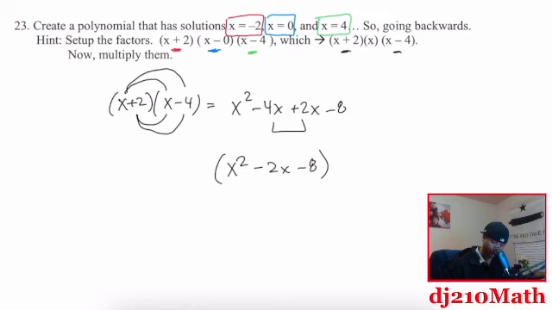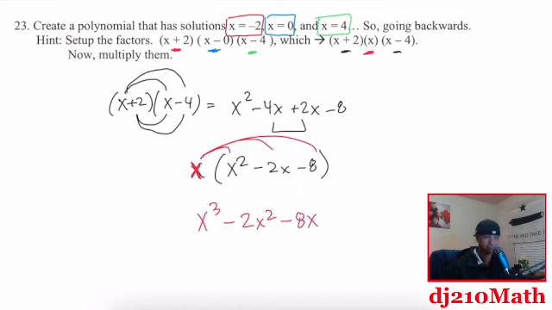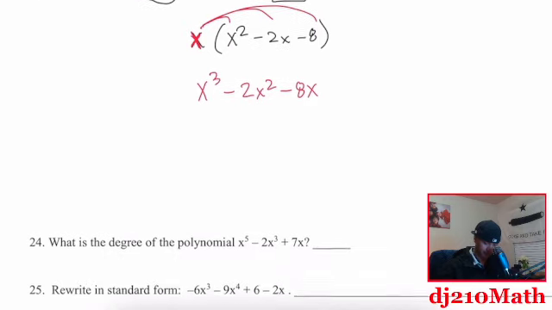And now we're going to multiply all this by x, right? Because that's the middle one. The middle one has to be multiplied. So I'm going to run the x through everything. So x cubed minus 2x squared minus 8x. Okay.